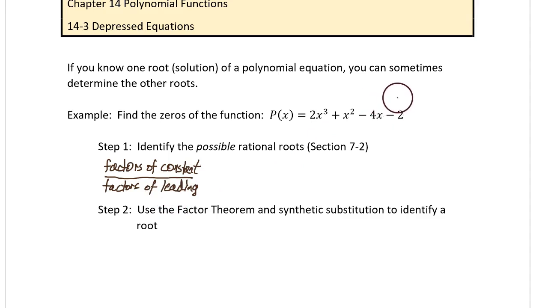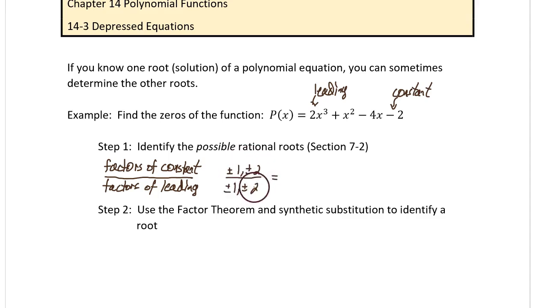So the constant term is -2. What are all the numbers, including both positive and negative numbers, that are factors of -2? They would be positive or -1 and positive or -2. Now, this number here is our leading coefficient. What are all of the factors, including both positive and negative, that divide evenly into 2? Again, that's positive or -1 and positive or -2.